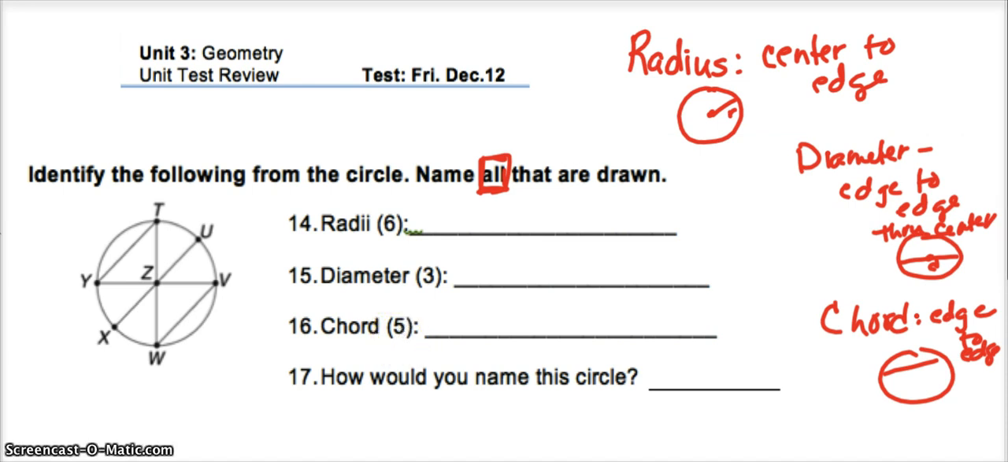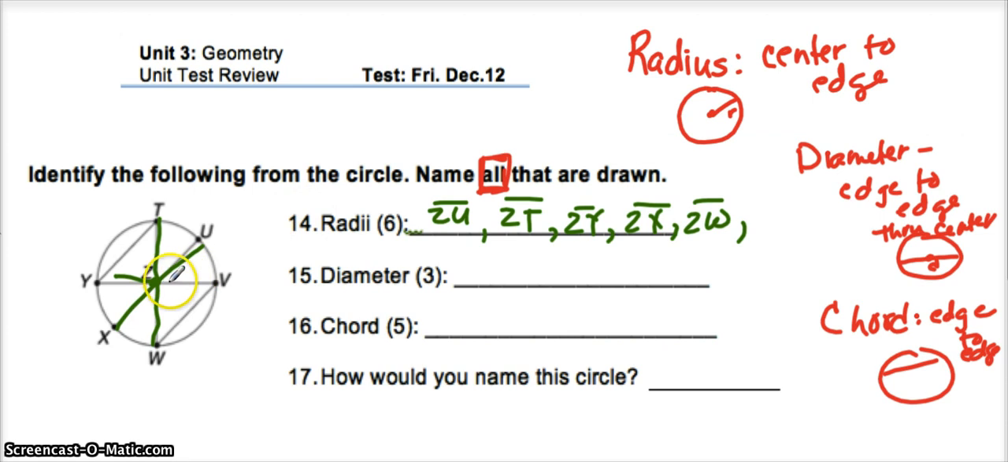All right, so hopefully you've got this done. We start at Z, which is the center, and go out, line segment ZU makes a radius. From Z out, ZT makes a radius. Z to Y makes a radius. Z to X makes a radius. Line segment ZW makes a radius, and line segment ZV makes a radius.